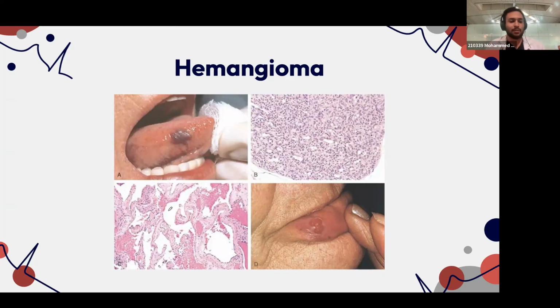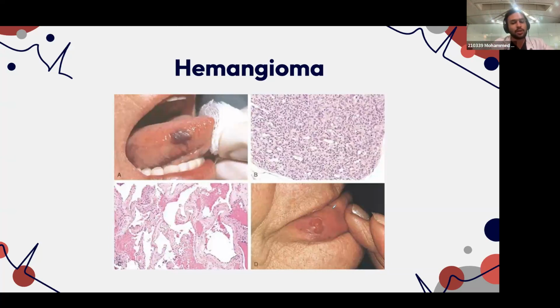Think of cavernous hemangioma, okay? Very big dilated blood vessels and so on and so forth. This is cavernous hemangioma. The rest are all not important. This one could be a pyogenic granuloma, which is also hemangioma. It's a form of it.